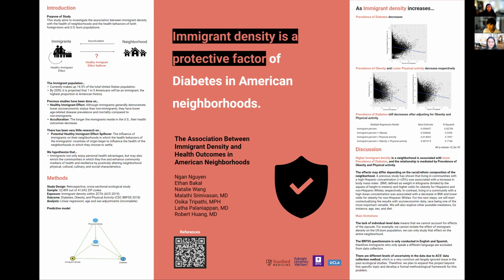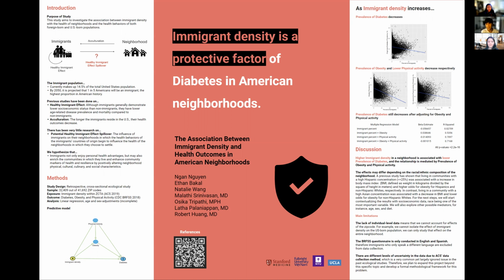And so for our study, we based the ideas of our hypothesis on two phenomena. The first being the healthy immigrant effect, in which immigrants tend to have better health behaviors and health outcomes compared to native-born populations. The second of which is acculturation, in which the longer an immigrant stays in the United States, the more the neighborhood impacts the health behaviors of immigrants.